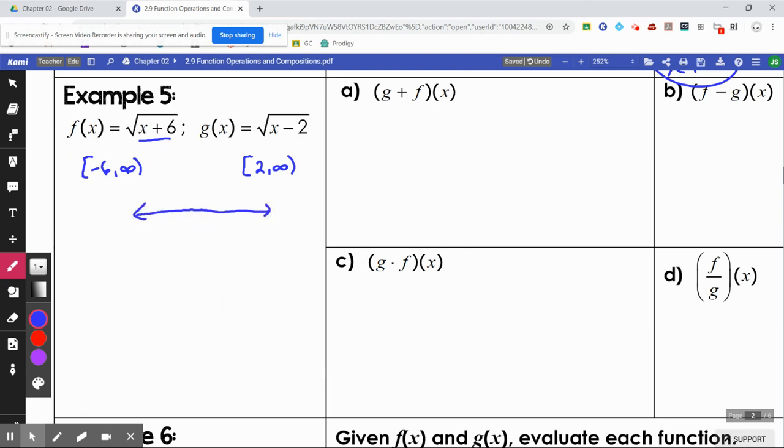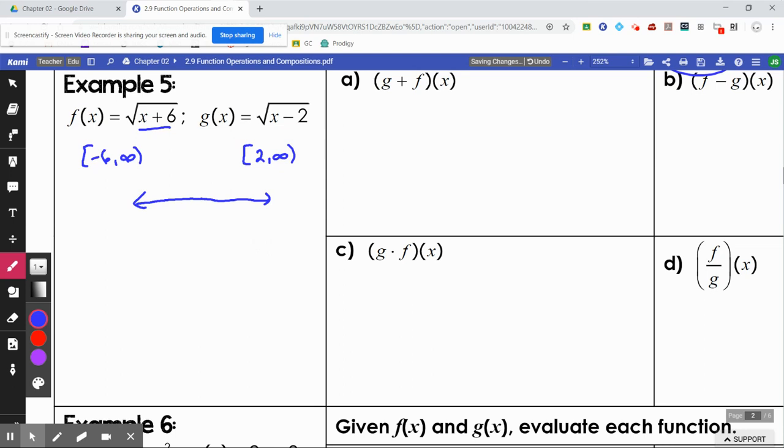Anytime you're adding, subtracting, multiplying, or dividing, it must be the intersection, or both must be true. It must be satisfied. So my first one, -6 to infinity, would be all values from here over. 2 to infinity would be all values from here over. So which values are included in both? That would be the values from 2 to infinity. That's going to be your combined domain.